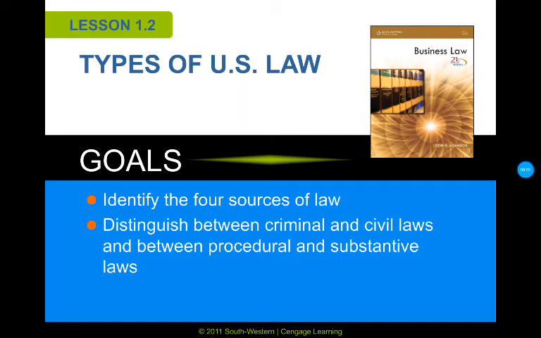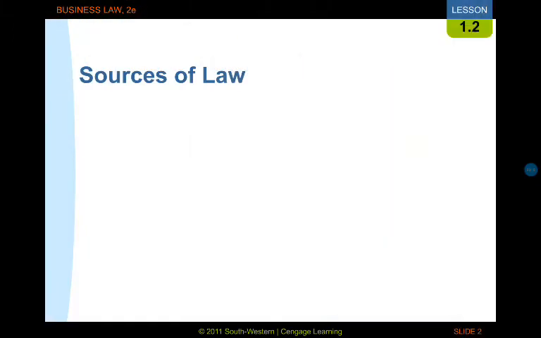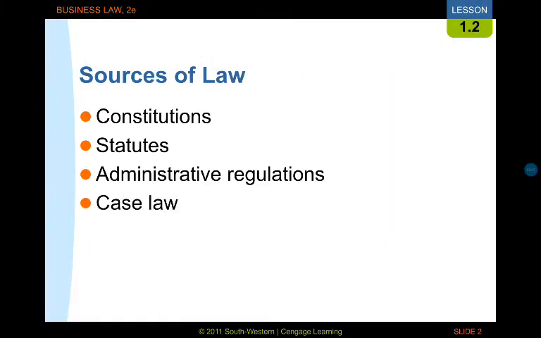Okay, let's take a look at lesson 1.2, types of U.S. law found in your business law book. Goals: identify the four sources of law and distinguish between criminal and civil laws and between procedural and substantive laws. Sources of law: the four types are Constitution, statutes, administrative regulations, and case law.